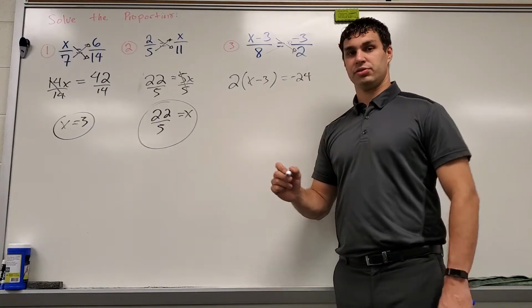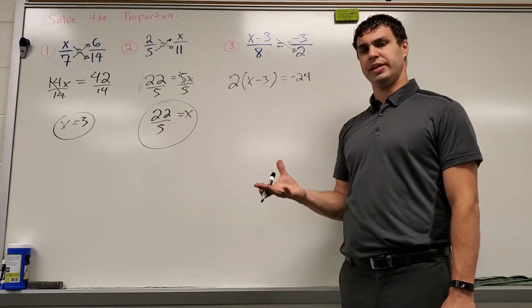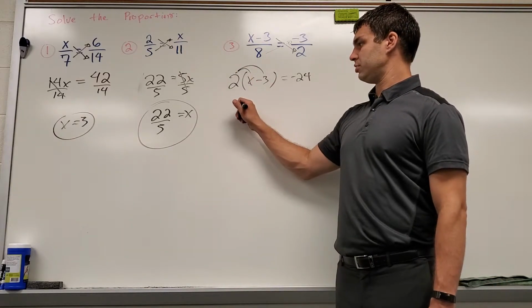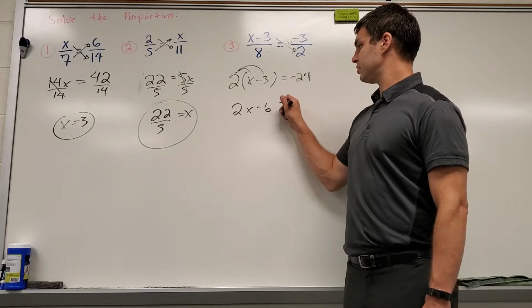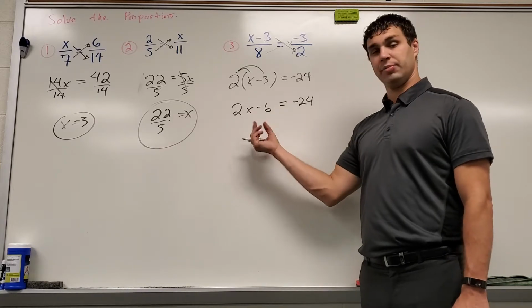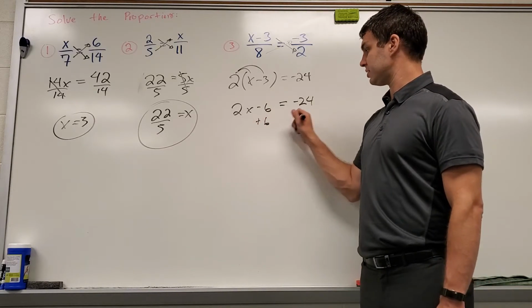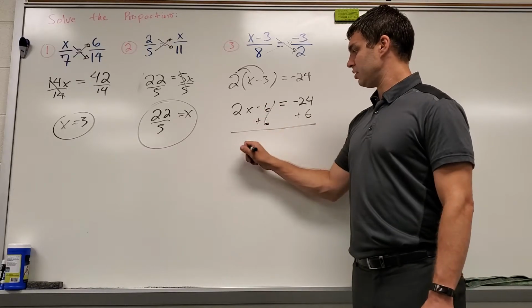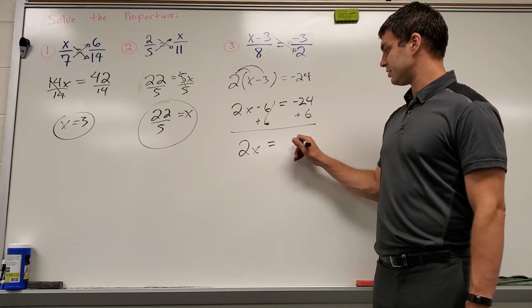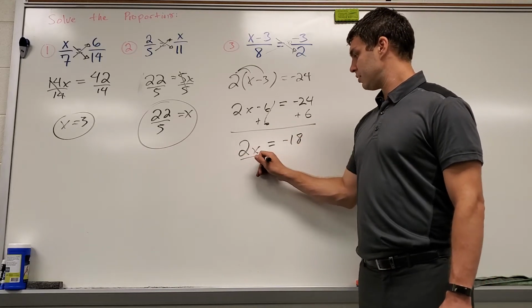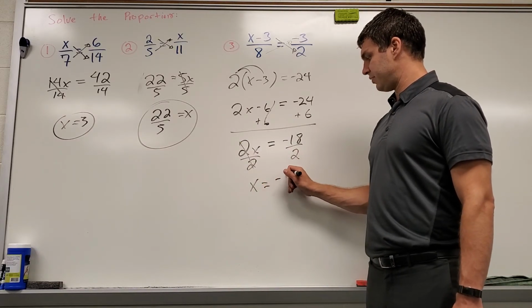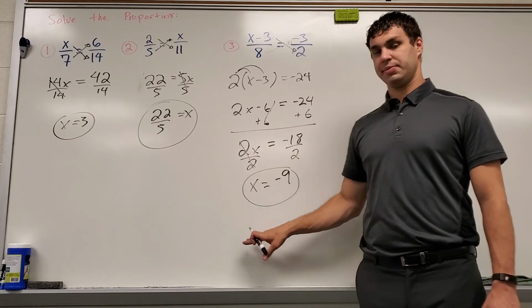Okay, now it turns into a distributing problem. Remember, we want to distribute, combine if possible, and then use inverse operations to solve. If I distribute the 2, I get 2x minus 6 equals negative 24. And then there's nothing to combine, so I'm going to use inverse operations by adding 6 to both sides. If I do that, I get 2x on the left side. On the right side, negative 24 plus 6 is negative 18. And if I divide by 2, x equals negative 9. Since the x is by itself, I know I'm done.